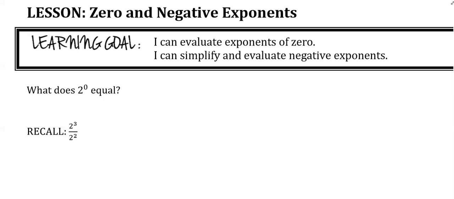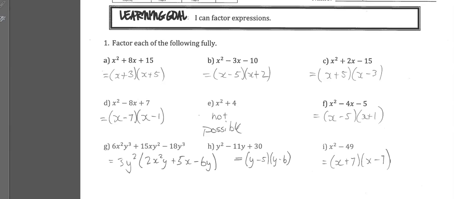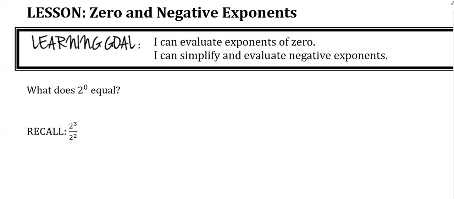Until you start to mix it up with other stuff, it does get a little bit trickier, but it won't be too bad today. So here's a question. Whoa, what happened? Uh-oh. OneNote's crashing. Great. What does 2 to the 0 equal?